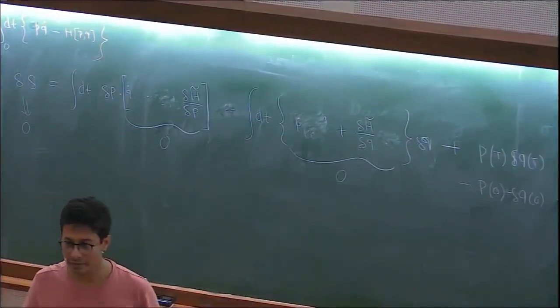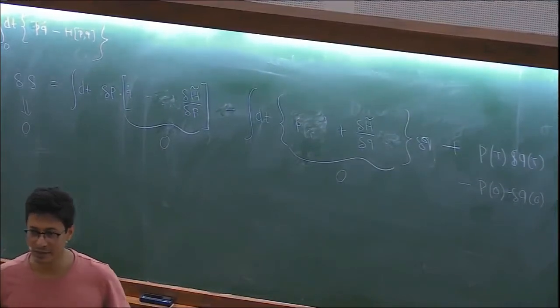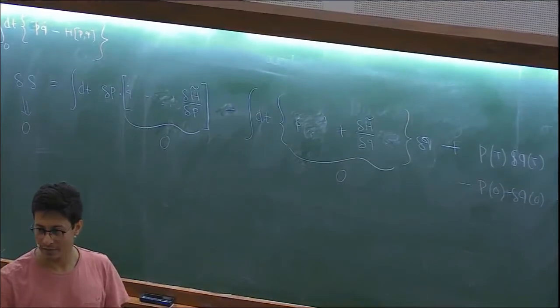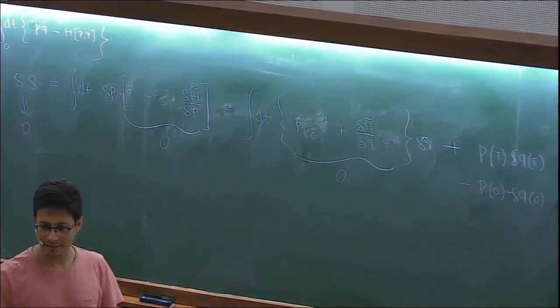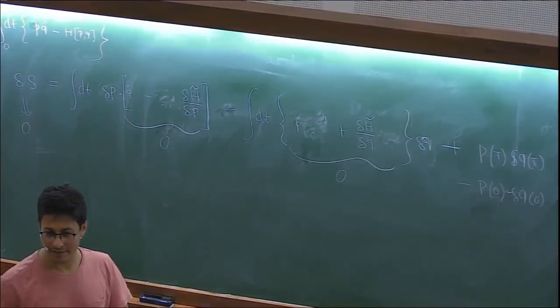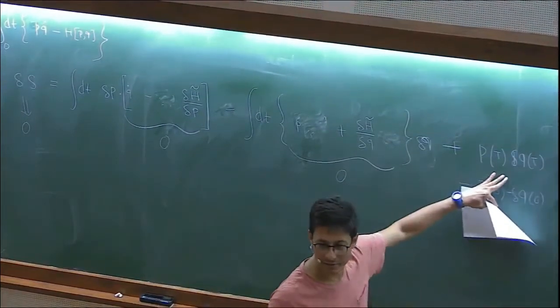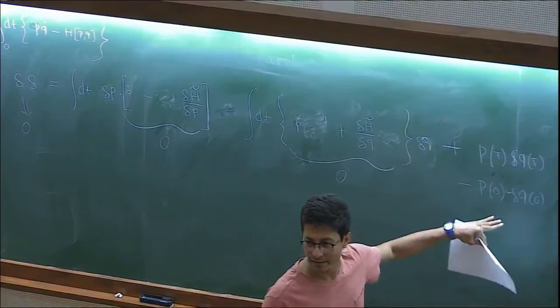In the previous problem, the boundary condition was that I fix my initial position and also the final position. So Q at capital T was fixed, so I cannot change this. The delta Q was 0 by default. So this contributed 0. Similarly for the initial.